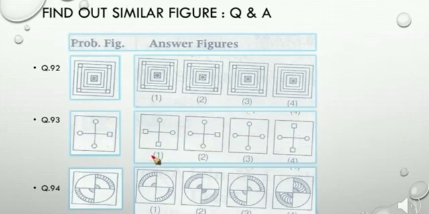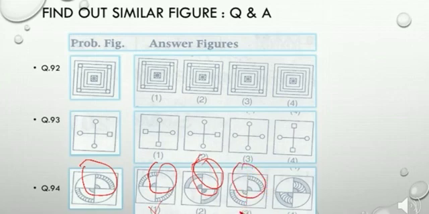Let's go to question number 94. Let's check for this portion. Not matching. This portion again not matching. This portion not matching. Let's check in this option, it's matching. In this one it's not matching because this is dark. So option 3 is the correct answer.